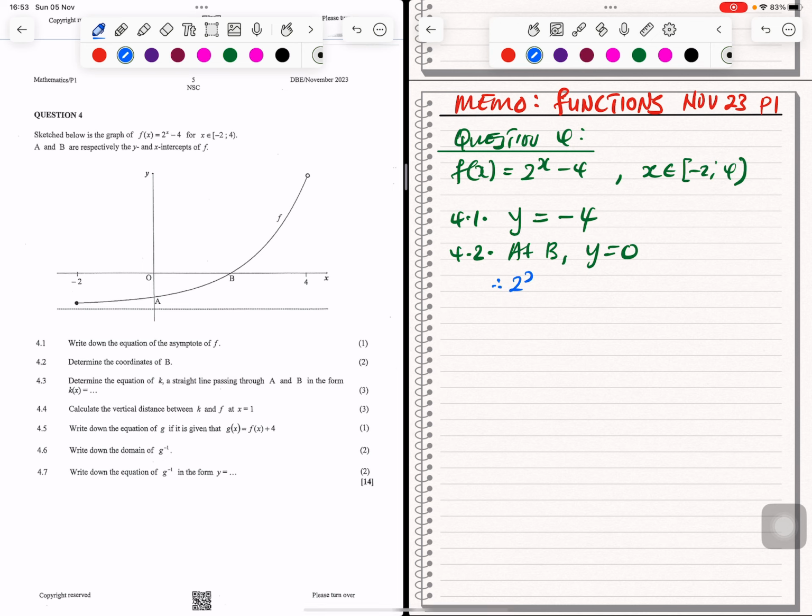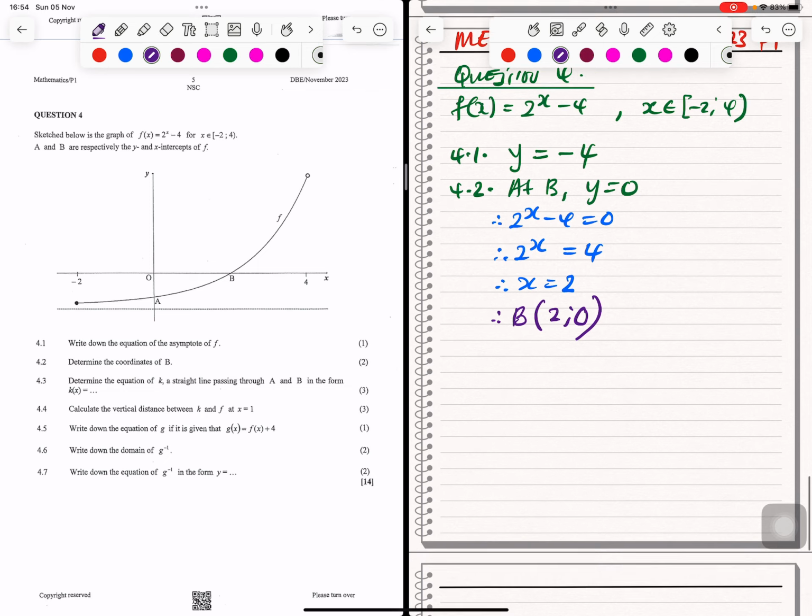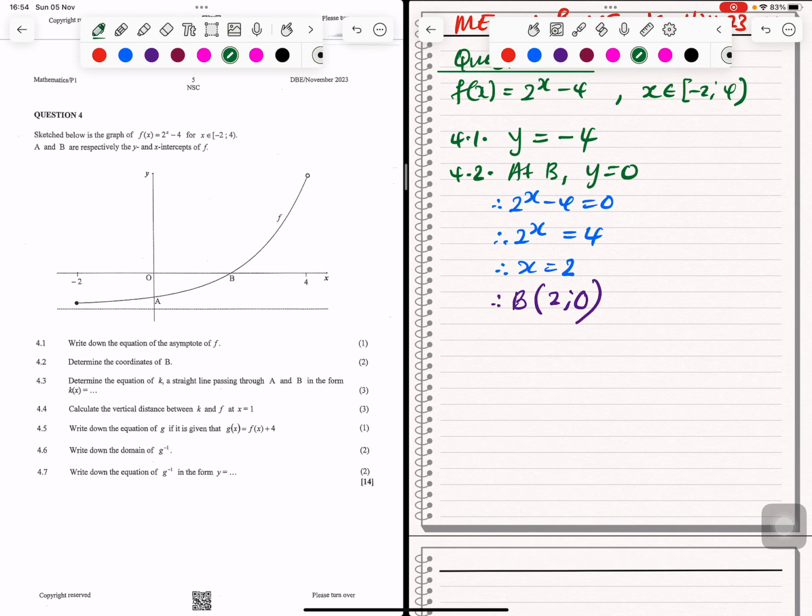Now we're going to have 2 to the power x, take away 4, is equal to 0. Therefore, we'll have 2 to the power x equaling 4. Now, you see, to say 2 to the power 4 will be a waste of time. Just say that x is equal to 2. And then you give them what they want, which is the coordinates of b. So b will be x being 2, but y value is 0. Okay, so that is the coordinate of b there.